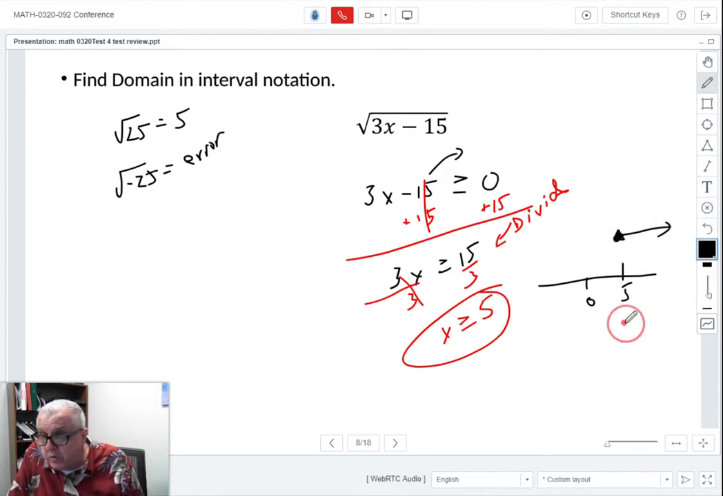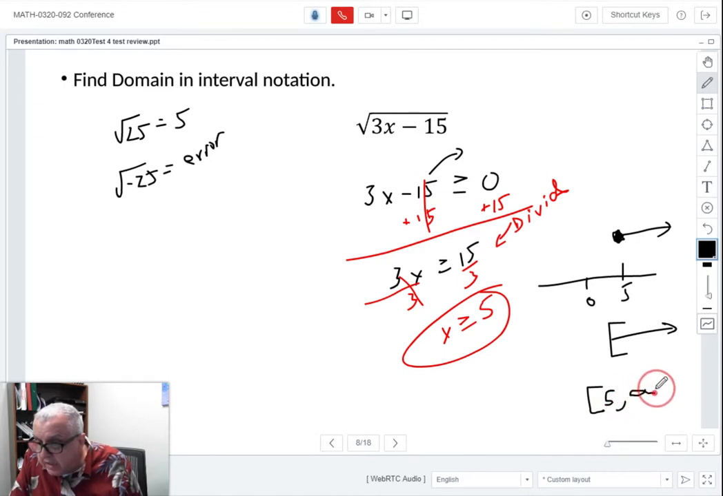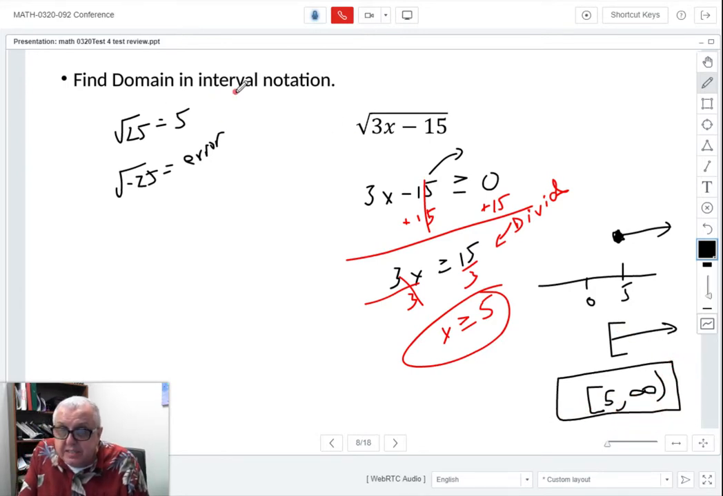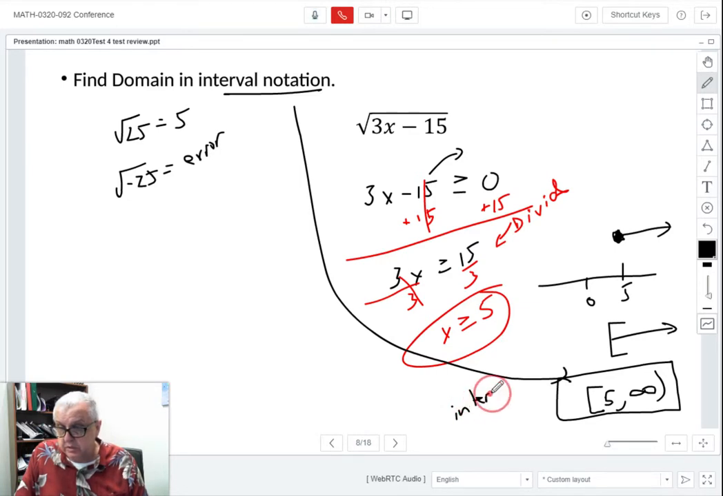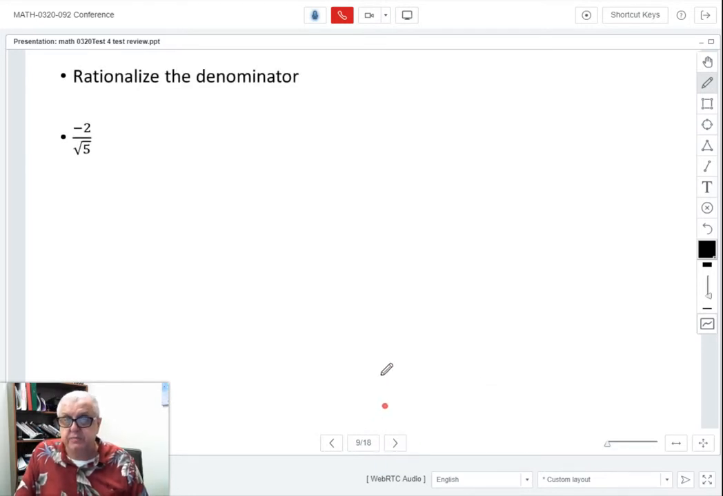The way to write this in interval notation, you put a bracket because it equals, and then it goes all the way to infinity. So we write it like this. We start off at 5, it equals 5, and then it goes all the way to infinity. You can never touch infinity, so you always use parentheses. This is the way to write the answer in interval notation. X starts at 5, it equals 5, and then it goes all the way to the right to infinity. But it never can touch infinity. So this is interval notation. Our answer for domain in interval notation.